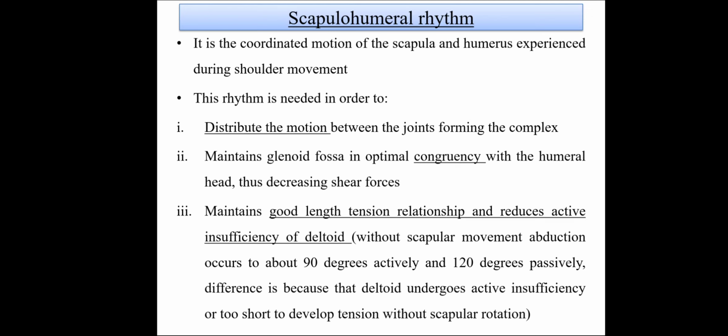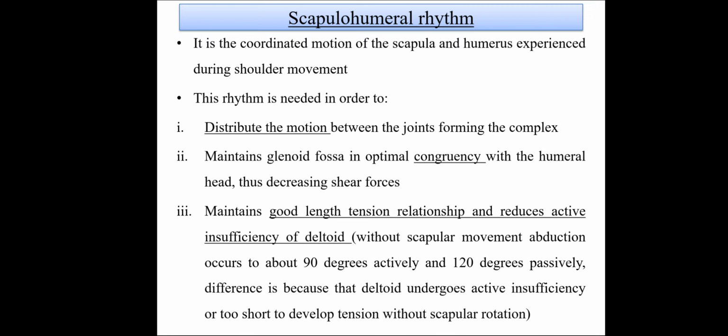As I already discussed, scapulohumeral rhythm is the coordinated motion of scapula and humerus at all four joints, that is your scapulothoracic, glenohumeral, sternoclavicular and acromioclavicular joints forming a shoulder complex during your shoulder movement. Now, why is this rhythm needed? First, it distributes the motion at all four joints during shoulder movement. Second, it maintains your glenoid fossa in congruency with the humeral head, thus decreasing your shear force.